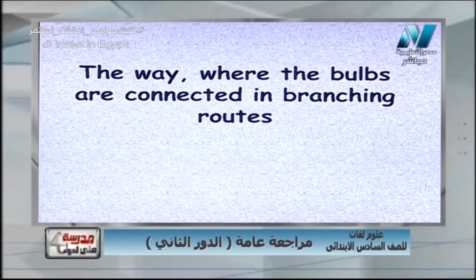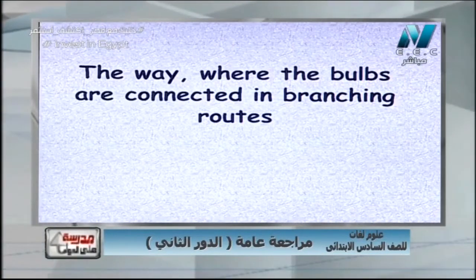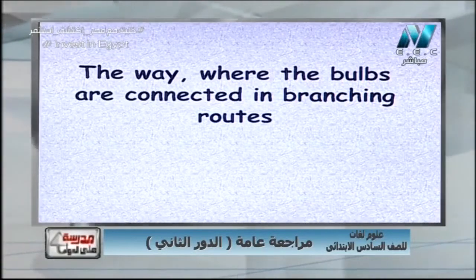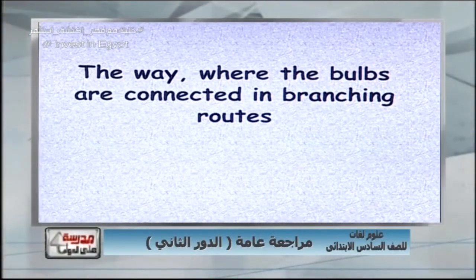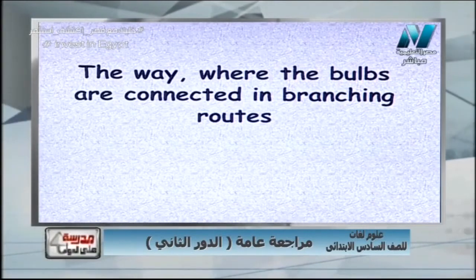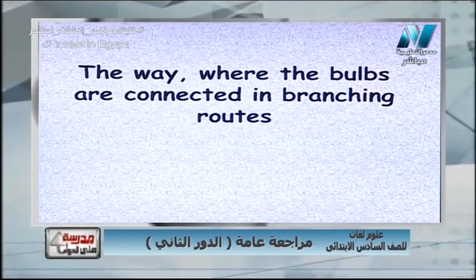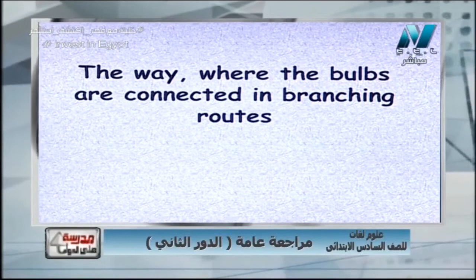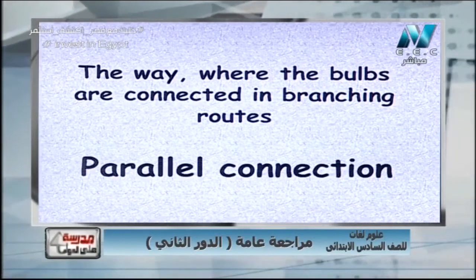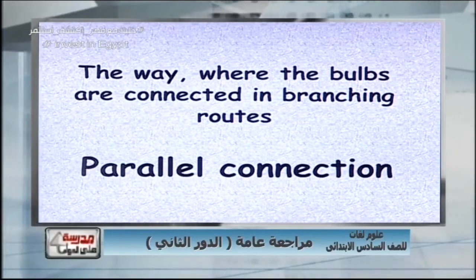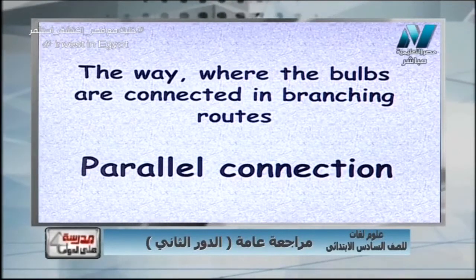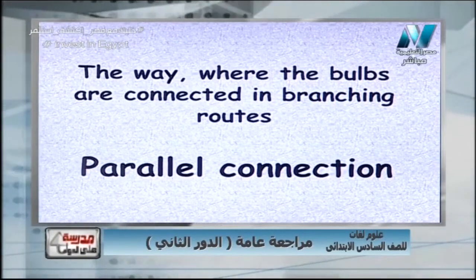The way where the bulbs are connected in branching roots, الطريقة اللي بوصل بها اللمبات طرق متفرعة نعرفها كويس قوي. And there are two ways of connecting lamps, هما series و parallel. طب لما يكون عندي هنا طرق متفرعة branching roots هتكون هي parallel connection أو توصيل على التوازي, لكن النوع التالي بنسميه series connection توصيل على التوالي وده بيكون فيه one root only.